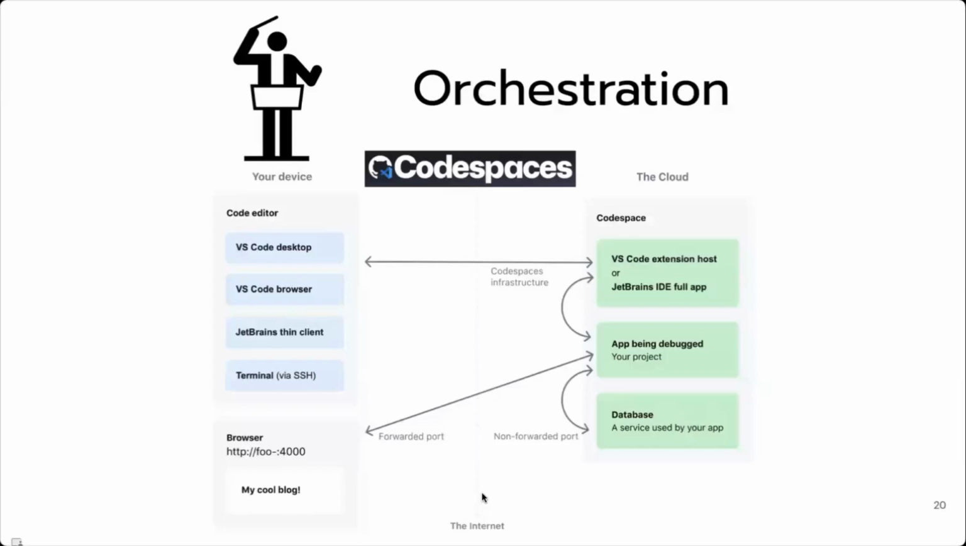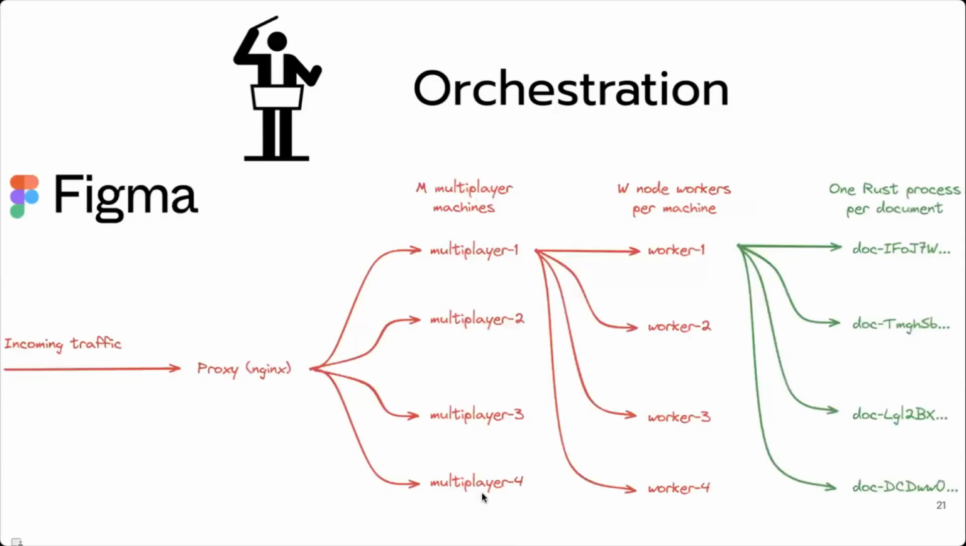GitHub, for its Codespaces platform, orchestrates the provisioning of a virtual machine in the cloud for each user request. As you can see on the right, the Codespace includes all the dependencies needed for your project. Once a user is finished, they must stop their Codespace to save on CPU charges. Figma's approach is to orchestrate the creation of a new Rust process per active user document, then terminate the Rust process once the user ends their session.